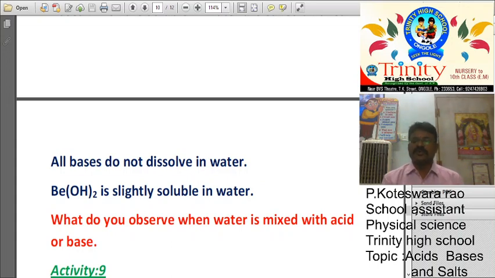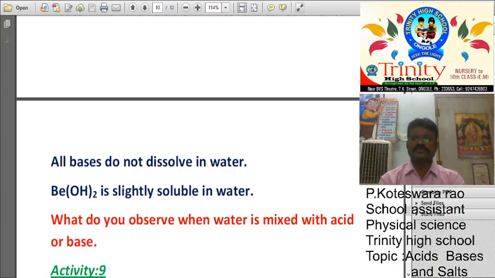All bases do not dissolve in water. But there is only one important base which is slightly soluble in water. What is that? Be(OH)2, beryllium hydroxide. Beryllium hydroxide is slightly soluble in water.